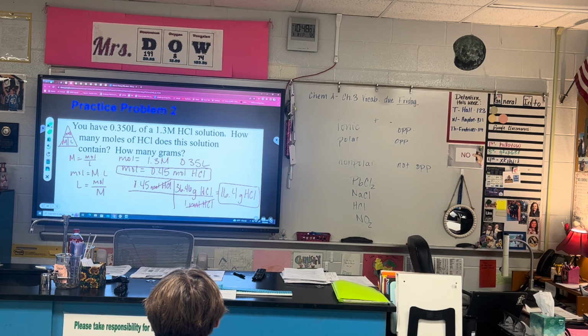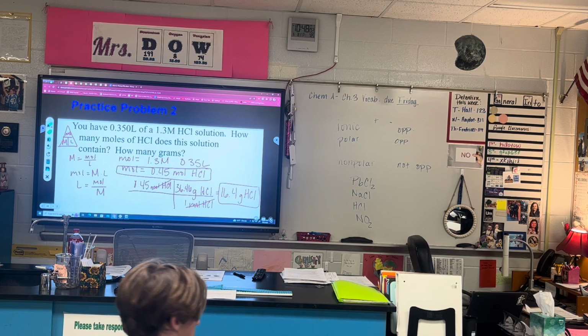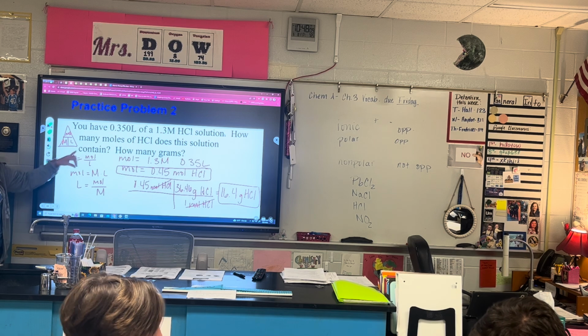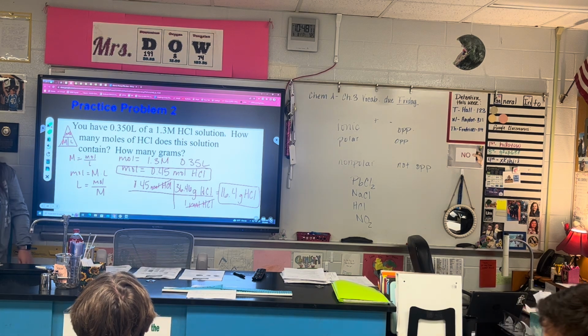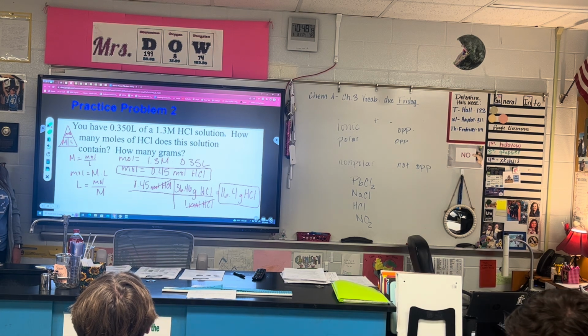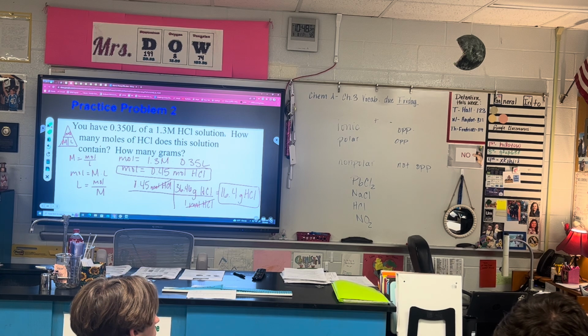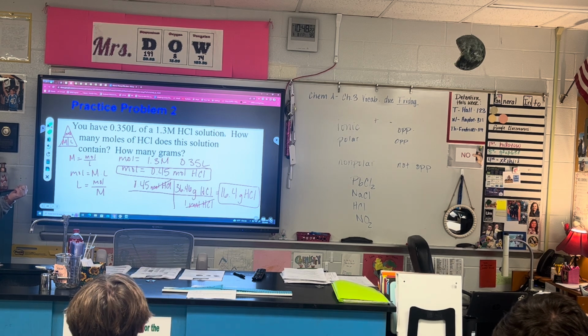Good with that one? Yes. So it's just finding a different part of the equation, because on the first couple examples, we were finding molarity. This time we were finding moles and then grams. Good? I think I got one more.